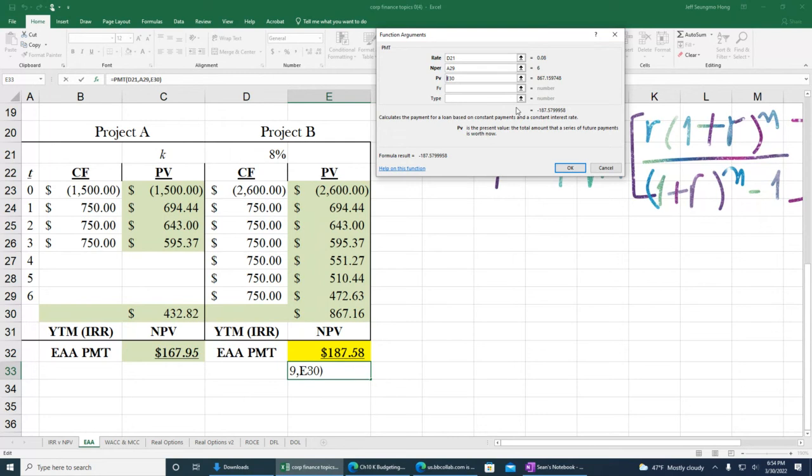Also, think about it, the cash flows are generated always at the end of the year. Isn't it right? Cash flows are generated always at the end. So it is ordinary.